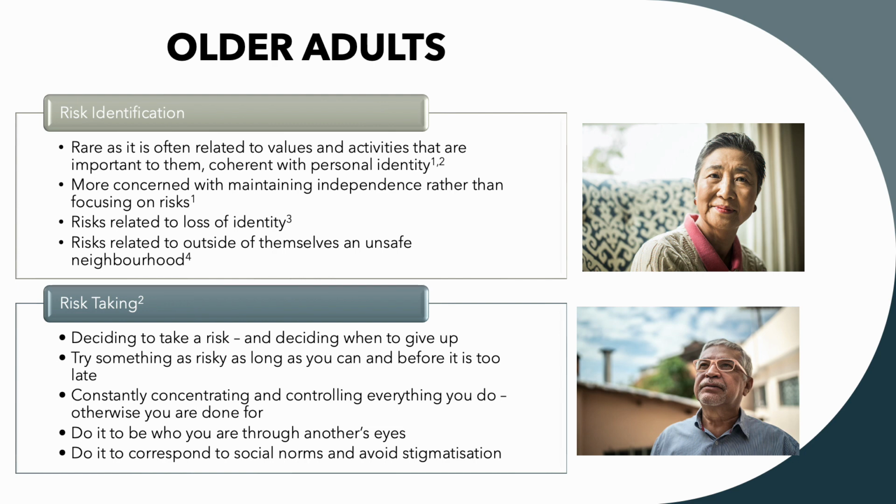Risk taking may be seen as deciding when to take a risk and when to give it up, in the situations where older adults end up deciding to restrict their activities, or it is seen as trying something risky as long as you can before it's too late, or it is seen as something you need to focus on, constantly concentrating and controlling everything you do, or risk taking is seen as a way to be recognized as someone who is autonomous, competent, and independent, or it is seen as a way to correspond to social norms and avoid stigmatization.